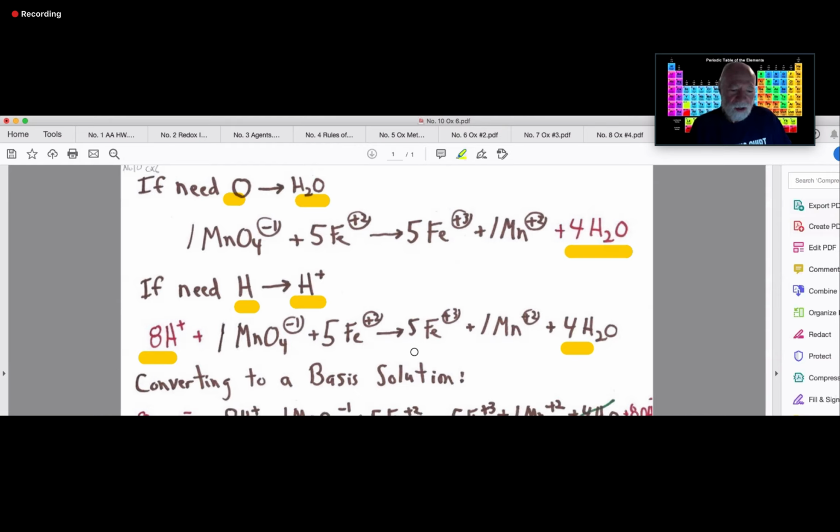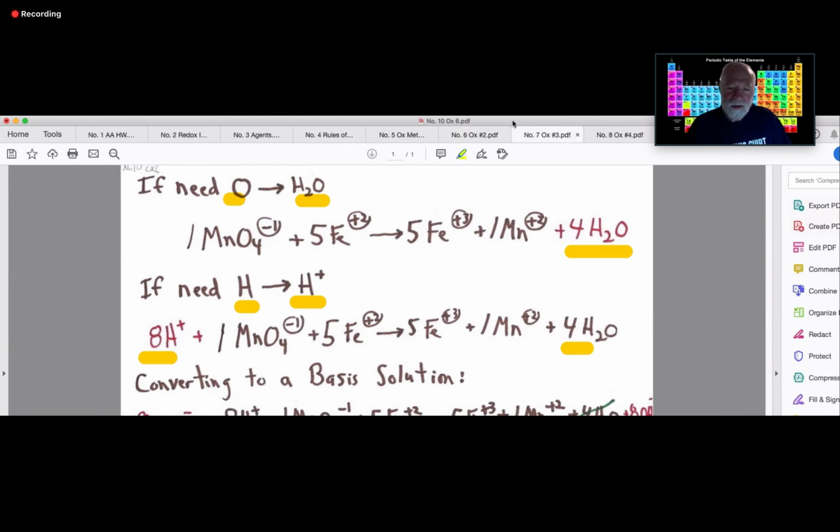Okay. Now, sometimes, oh, how about the charge balance, by the way? The charge is balanced? Let's see. The 5 irons give us 5 times 2, 10, plus 8, 18, minus 1, 17 on the left, and 5 times 3 is 15, plus 2, 17, so it's balanced.